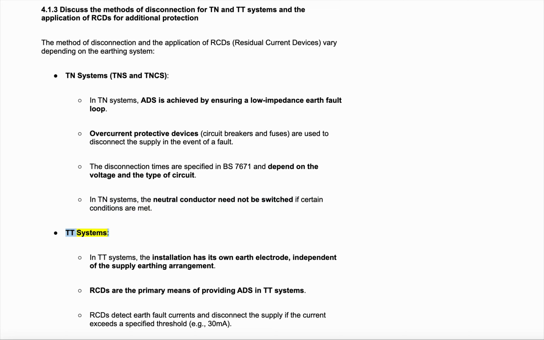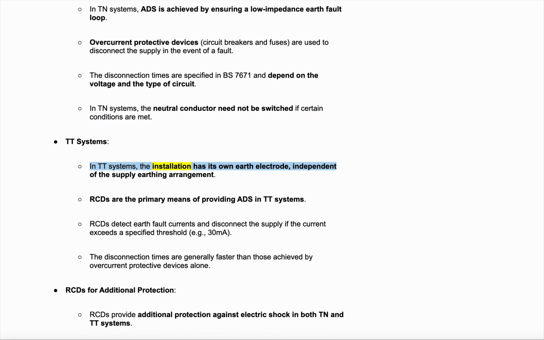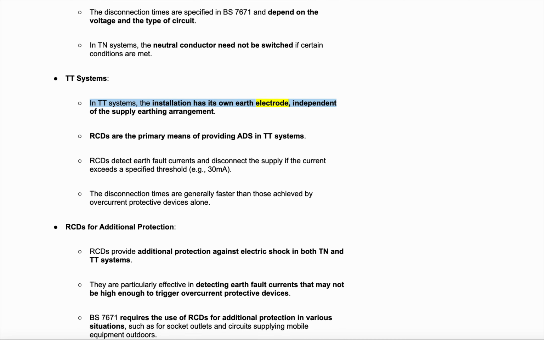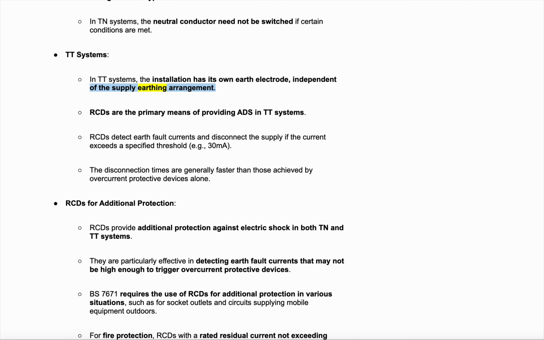TT systems. In TT systems, the installation has its own earth electrode, independent of the supply earthing arrangement. RCDs are the primary means of providing ADS in TT systems. RCDs detect earth fault currents and disconnect the supply if the current exceeds a specified threshold, e.g., 30 milliamperes. The disconnection times are generally faster than those achieved by overcurrent protective devices alone.